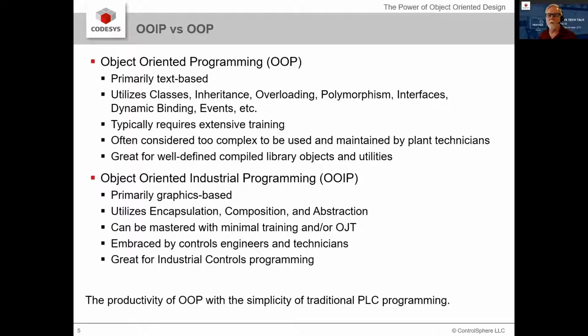Object-oriented programming works well for the libraries that CODESYS created, because CODESYS has a couple of buildings full of highly skilled, highly trained computer scientists. So CODESYS uses full object-oriented programming quite a bit for all the libraries they create, and they work great. On the other side, object-oriented industrial programming, the OT definition, is going to be primarily graphics-based.